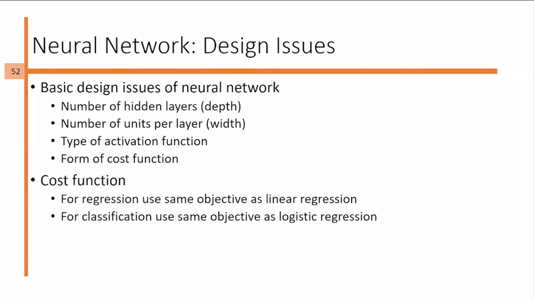So the design issues here are the number of hidden layers that you will want, the depth. For most cases, we'll be using only one hidden layer. One hidden layer will be enough for most of your problems. Then the number of units per layer, the number of nodes per layer, the width, the type of the activation function, and the form of the cost function. These are the basic design issues that you need to look into when you are working with neural networks. For regression, you can use the same objective as linear regression, and for classification, you can use the same objective as logistic regression.